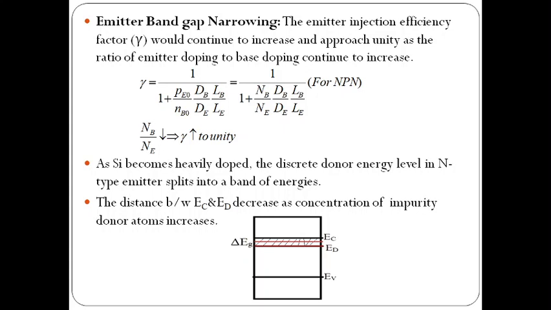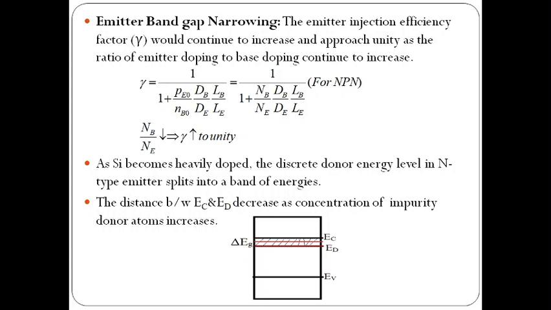We know that as silicon becomes heavily doped, the discrete donor energy level in the n-type emitter splits into a band of energies, as we can observe in the diagram here. When silicon material is doped with donor atoms, it becomes n-type material. The donor energy level lies below the conduction band. The distance between the conduction band and the donor energy level decreases by increasing the doping concentration or the donor impurities.